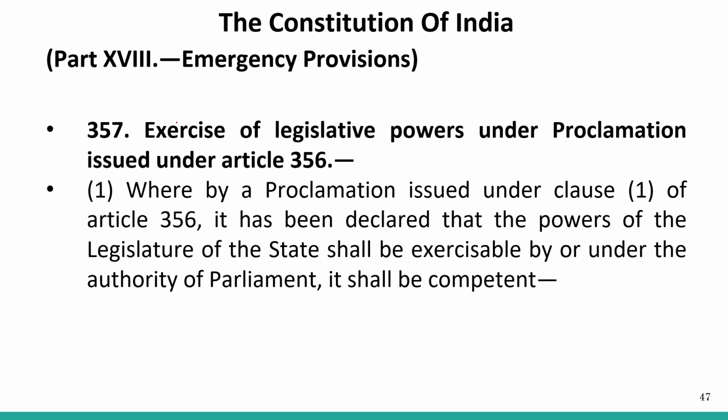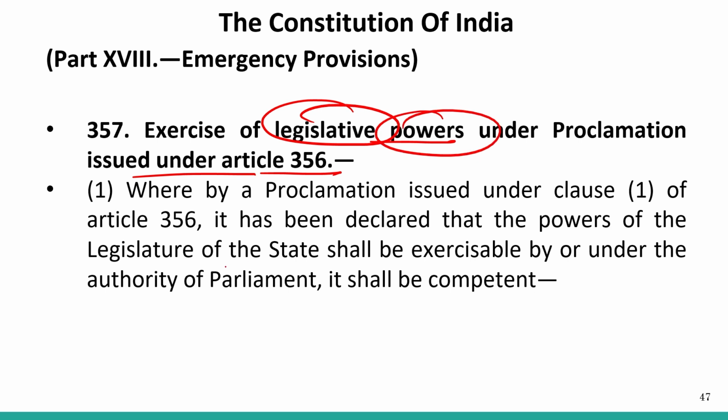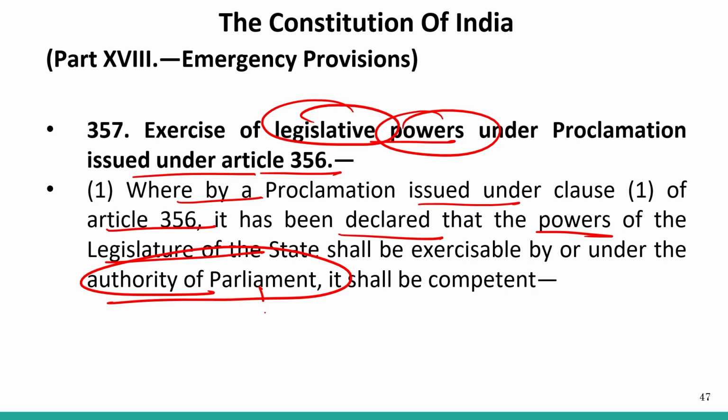Okay, that is it. Now, exercise of legislative power and the proclamation issued under Article 356. So let's try to understand who will have the legislative powers. It shall be held in the hand of the Union, where by proclamation issued under clause 1 it has been declared that the powers of the legislature of the state shall be exercised by or under the authority of the Parliament, that is the Lok Sabha and the Rajya Sabha.